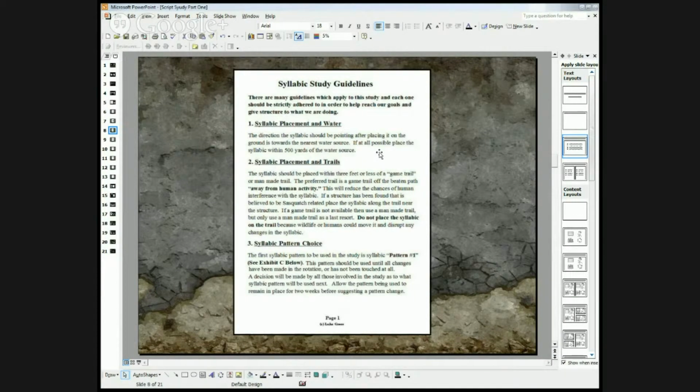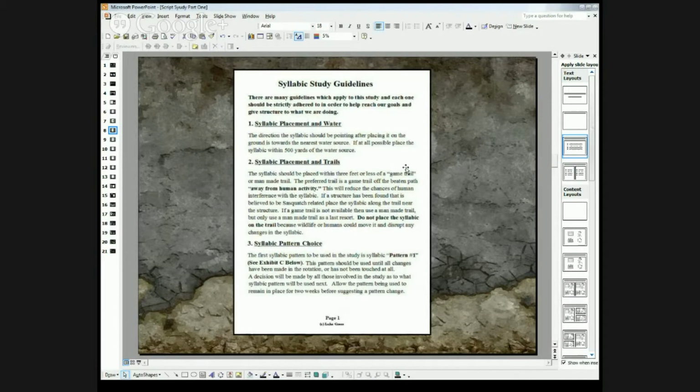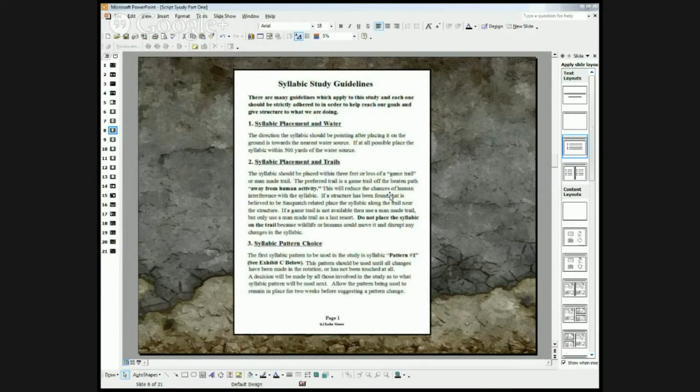If a structure has been found that is believed to be Sasquatch-related, place the syllabic along the trail near the structure. If a game trail is not available, then use a man-made trail, but only use a man-made trail as a last resort. Do not place the syllabic on the trail because wildlife or humans could move it and disrupt any changes in the syllabic. And that's one of the reasons that we're using game trails, not so much the human trails.